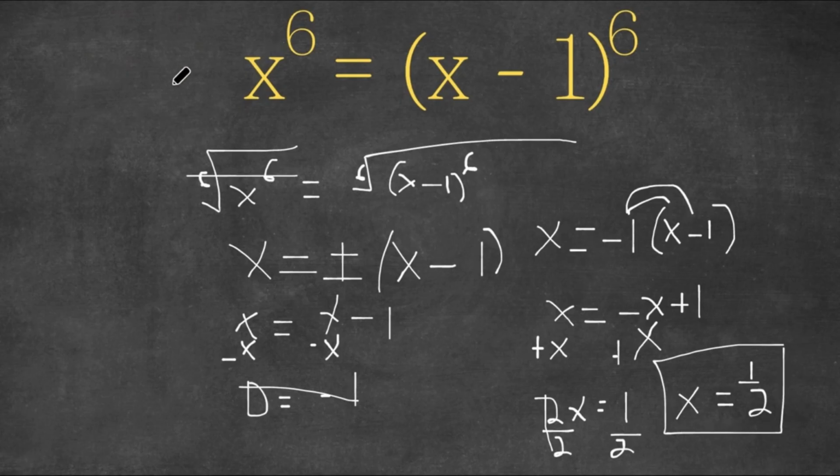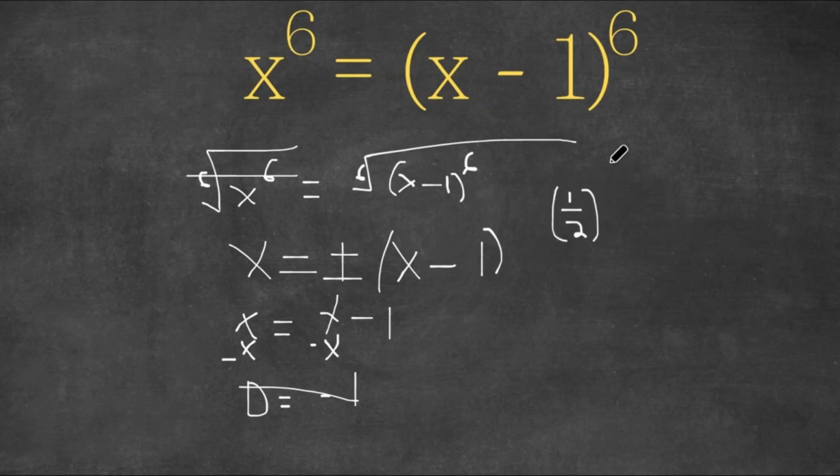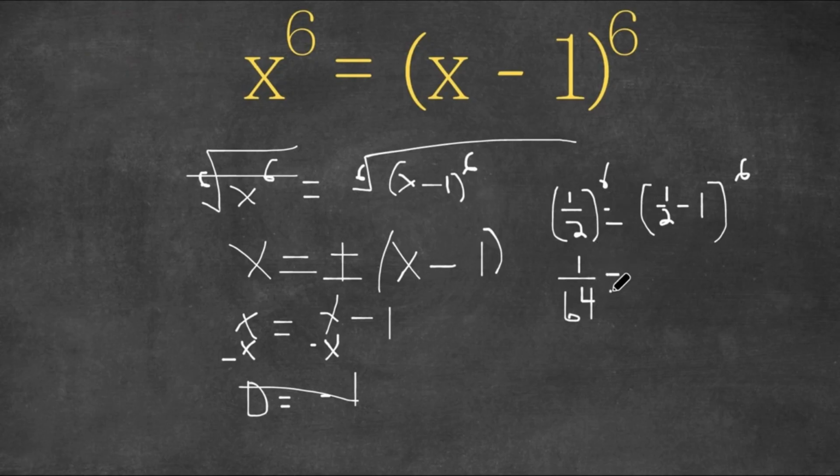Now let's check to see if it works. Why don't we plug 1/2 into our equation here? So this is going to be 1/2 to the power of 6 equals 1/2 minus 1 to the power of 6. Well, 1/2 to the power of 6, that's going to be 1/64. And this equals, well, 1/2 minus 1 is simply negative 1/2.